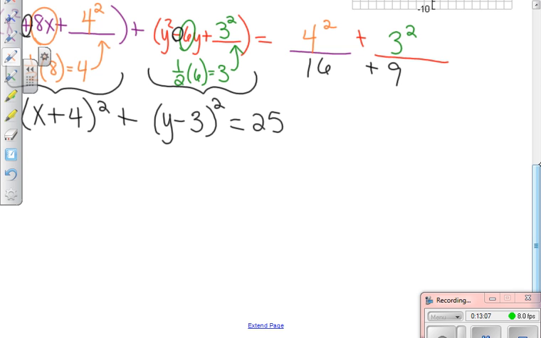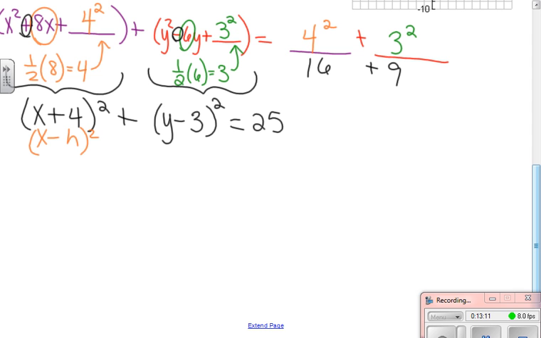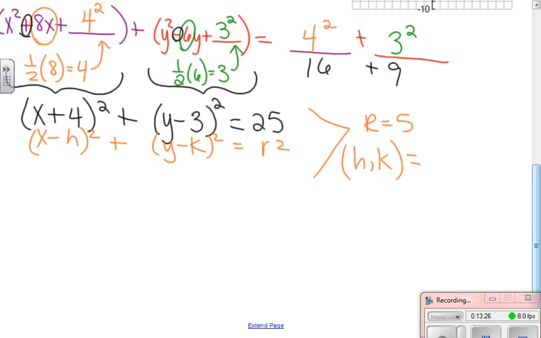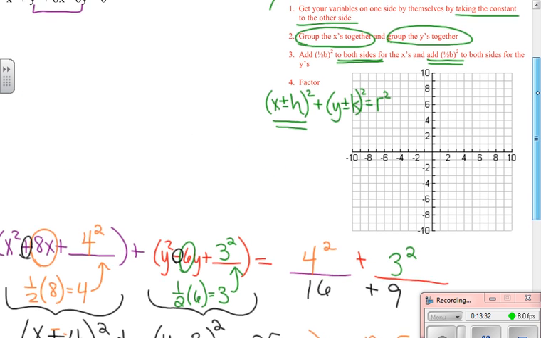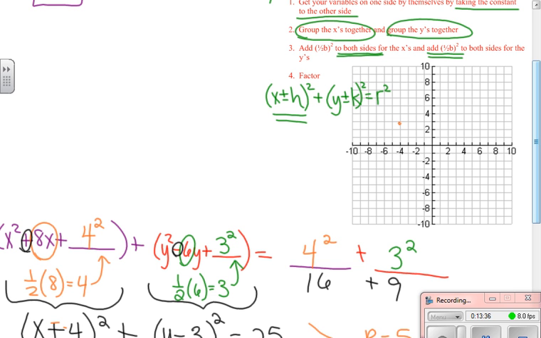So if I think about my formula being right under here, it's clear that my radius is 5, square root of 25, and my center, (h, k), is at, think about this as minus minus 4, it's at (negative 4, 3). So if I go to negative 4, 1, 2, 3, and my radius is 5, count 5 in every direction. Connect the dots, and you have a circle. Whoops, I missed. Mostly.